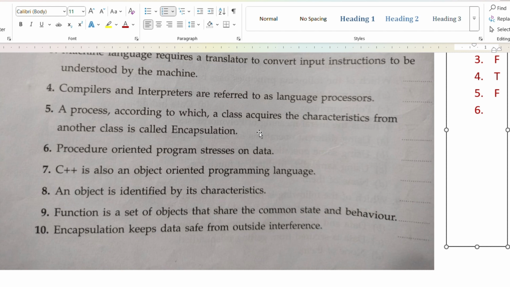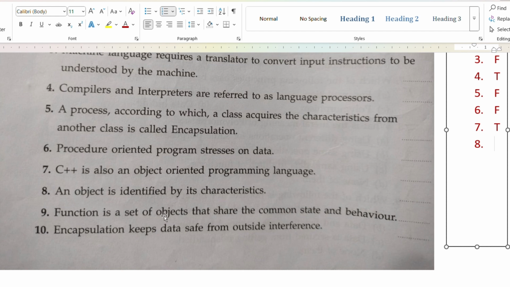6. Procedure-oriented programming stresses on data. False. Reason. Procedure-oriented programming, POP, stresses on functions, not data. Object-oriented programming, OOP, stresses on data. 7. C++ is an object-oriented programming language. True. Reason. C++, Java, Python all support object-oriented programming.